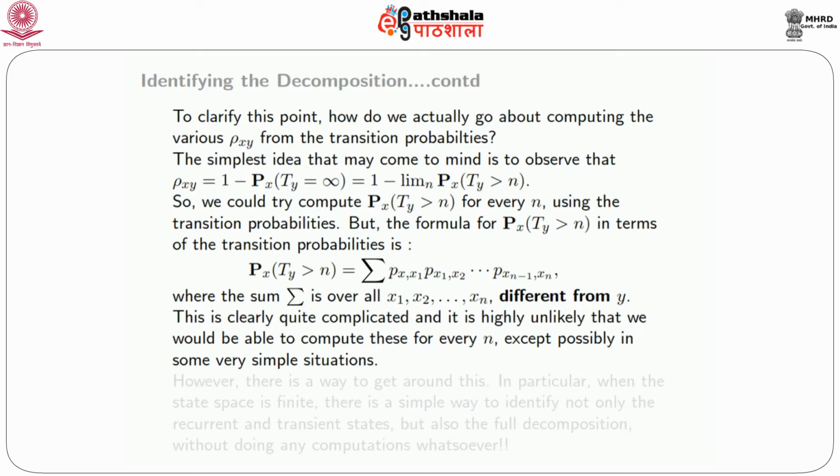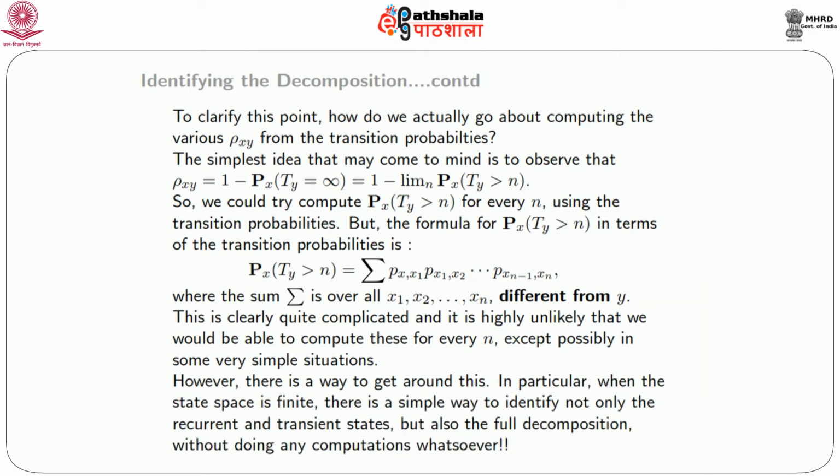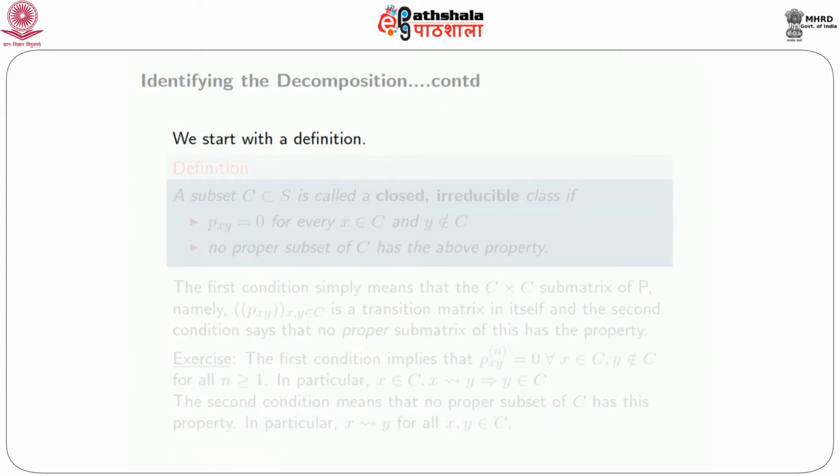In principle, it is true that we can write down these things in terms of the transition probabilities, but writing down is one thing, and getting the values is a completely different scenario. However, there is a way to get around this. In particular, when the state space is finite, there is a simple way to identify not only the transient and recurrent states, but also the full decomposition without doing any computation whatsoever. What we would try to do is understand this, or be convinced at least, by looking at examples. But before that, let's start with a definition.